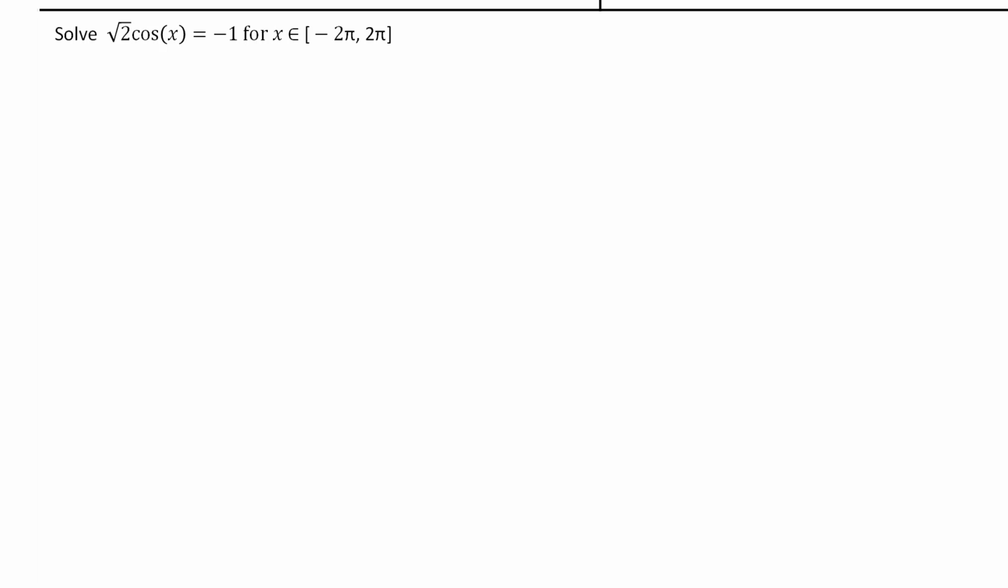We're going to answer this question before us. It's saying solve the square root of 2 cos of x is equal to -1 for x is an element of -2 pi to 2 pi. So take note of the fact that our domain is going backwards and forwards there. That's going to make things a little bit more interesting.